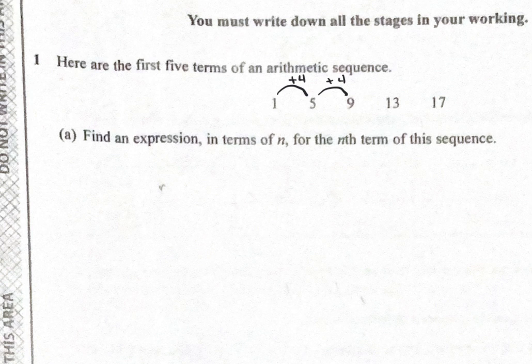So to find the nth term, because we add 4 each time, it's 4n plus or minus something, just one step back. 1 minus 4 is negative 3, so 4n minus 3. Or you can use the rule that the nth term equals a plus n minus 1 into d.